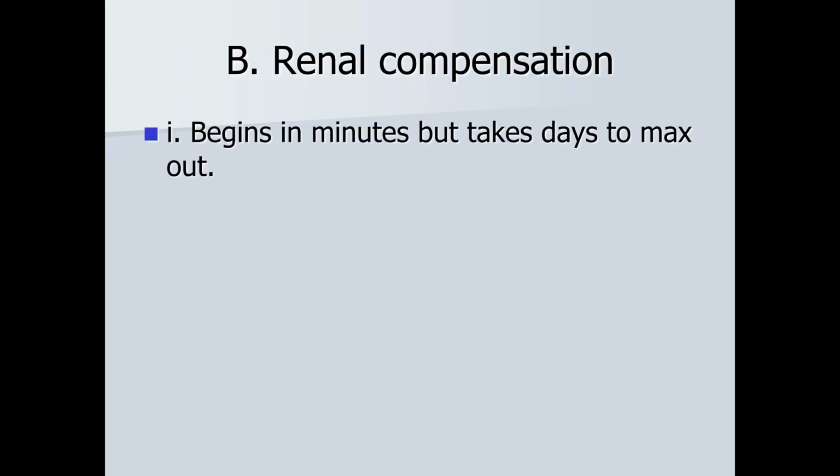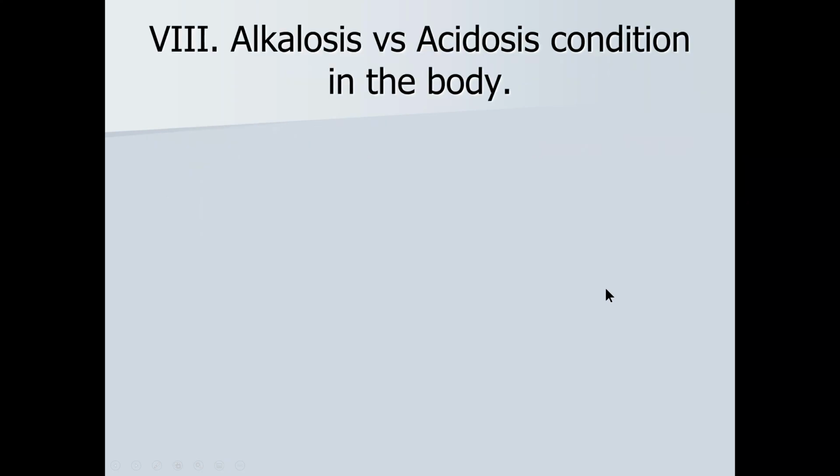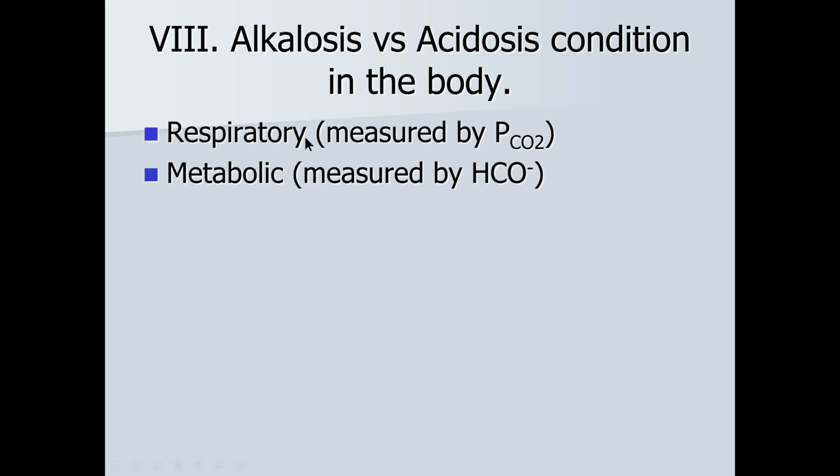Okay. Renal compensation begins in minutes, but takes days to max out. Kidney tubules secrete hydrogen and reabsorb bicarbonate. Alkalosis versus acidosis conditions in the body. Respiratory is measured by PCO2. So we can have respiratory alkalosis, respiratory acidosis. We can have metabolic alkalosis, metabolic acidosis. Okay. So those are 4 separate disease states depending on the cause.